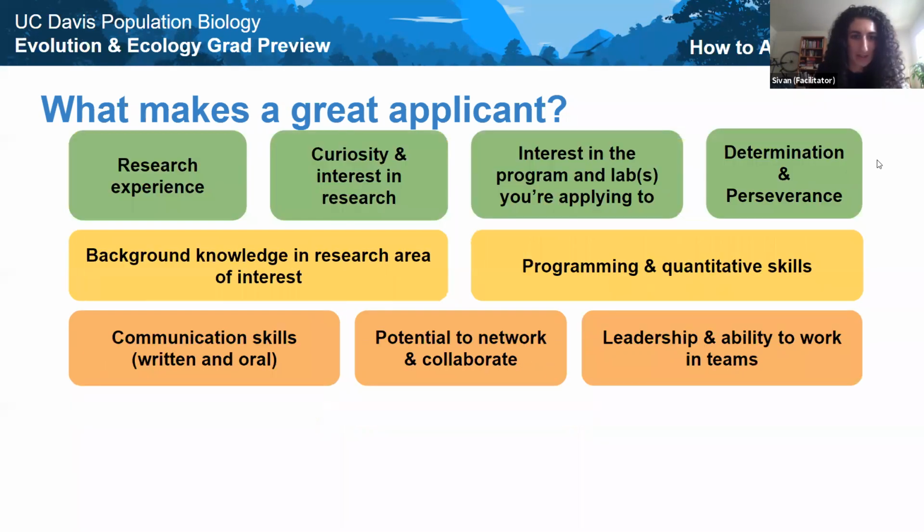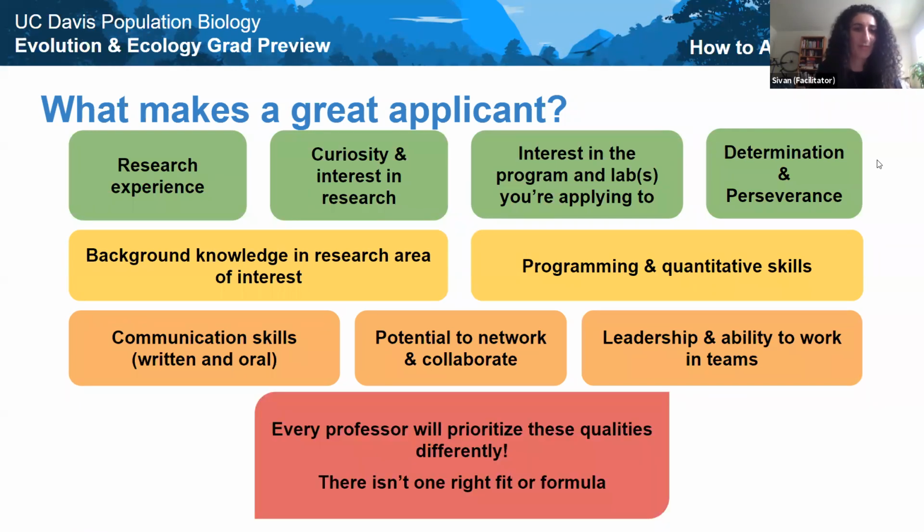So now, everything that we've talked about so far is on this slide. And I really just want to highlight that every professor is going to prioritize these qualities differently. So there's not one right fit or formula, though generally you want to be stronger in the green qualities and have some strengths to point to in the yellow and orange qualities.